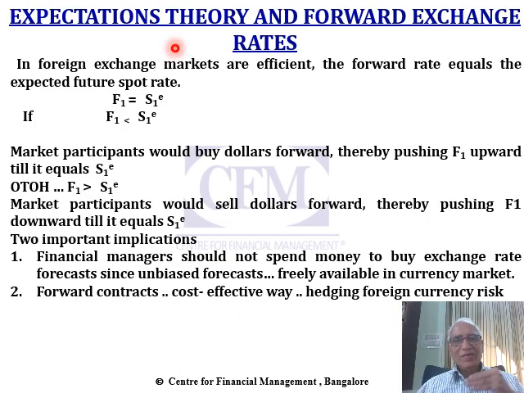Expectations theory and forward exchange rates. If foreign exchange markets are efficient, the forward rate equals the expected future spot rate. Forward rate is equal to expected future spot rate. If the forward rate were less than the expected future spot rate, market participants would buy dollars forward, pushing forward rate upward till it equals the expected future spot rate. On the other hand, if the forward rate is greater than the expected future spot rate, market participants would sell dollars forward, thereby pushing the forward rate downward till it equals expected future spot rate.